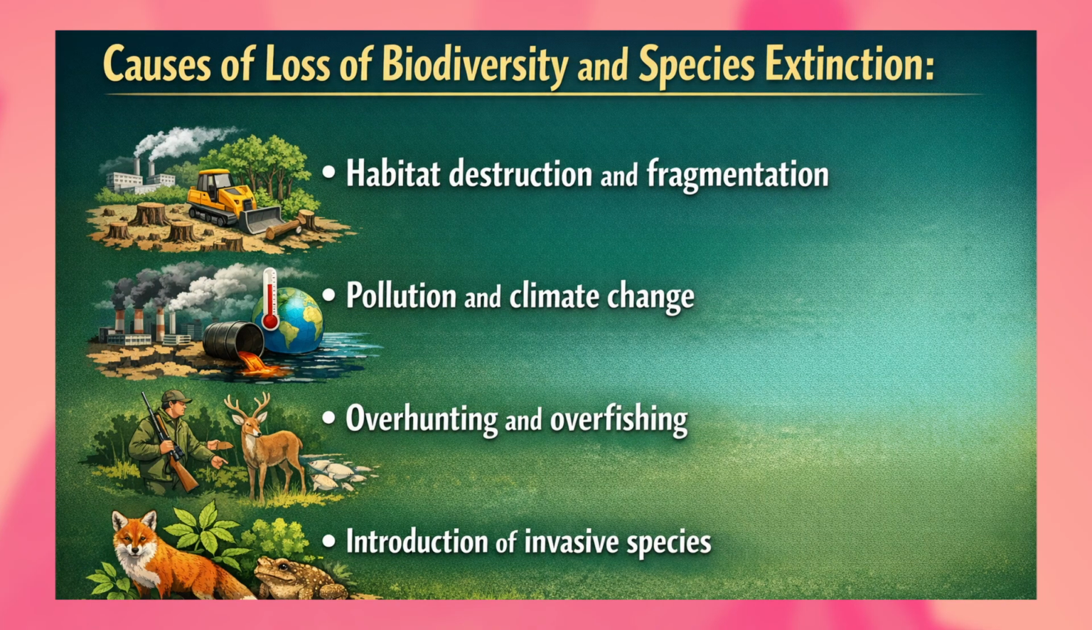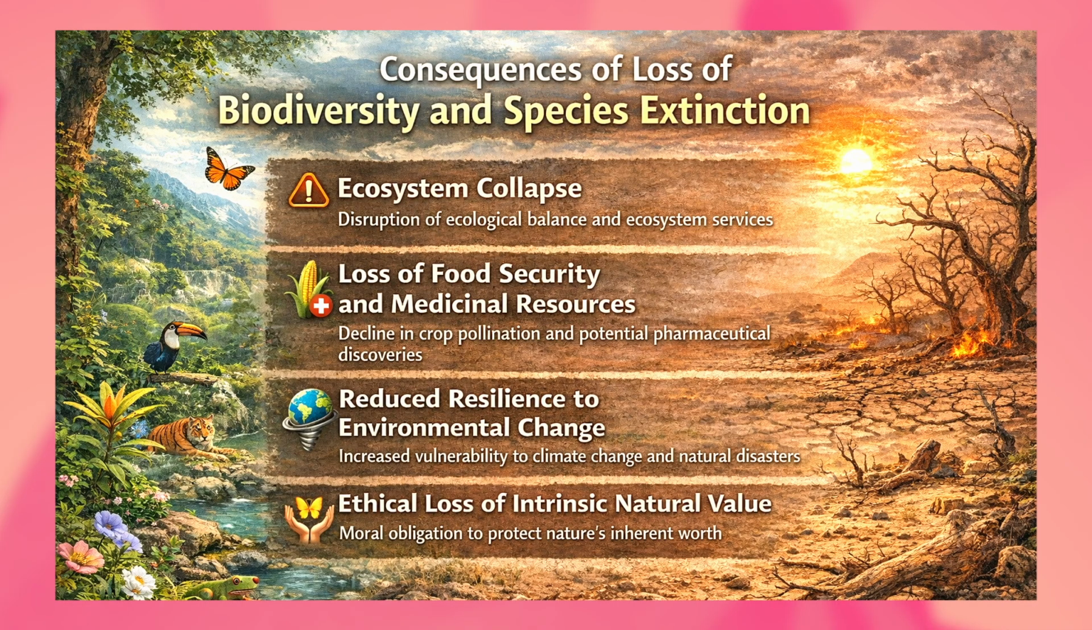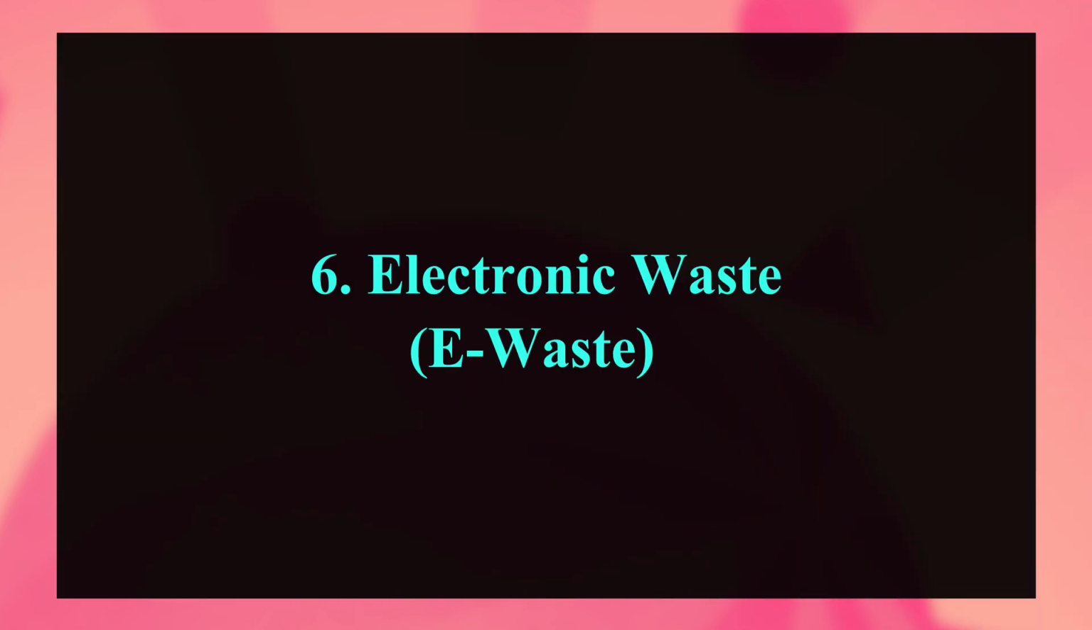Now, causes: habitat destruction and fragmentation, pollution and climate change, overhunting and overfishing, introduction of invasive species. Now, so far as consequences are concerned, it includes ecosystem collapse, loss of food security and medicinal resources, reduced resilience to environmental change, ethical loss of intrinsic natural value. Now, another important environmental issue is electronic waste.